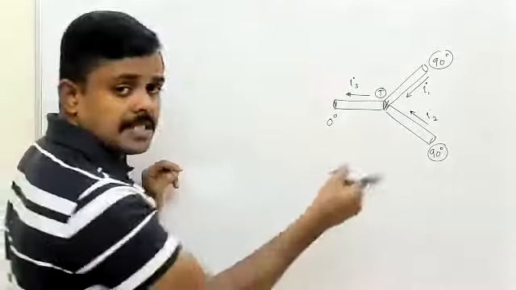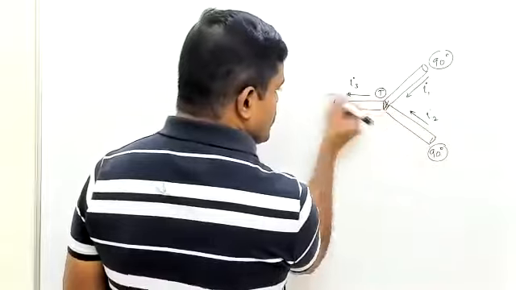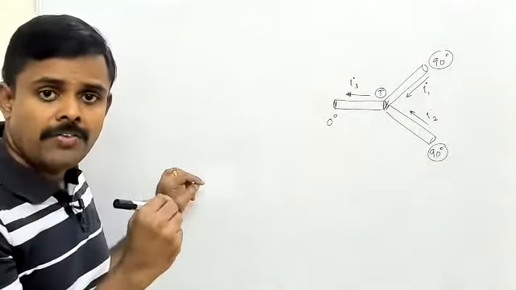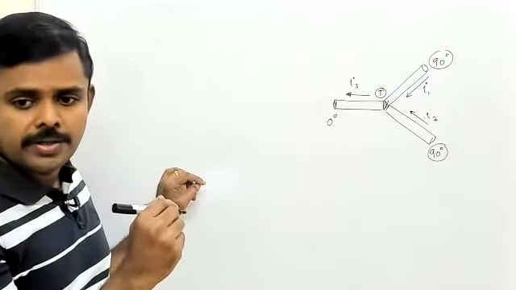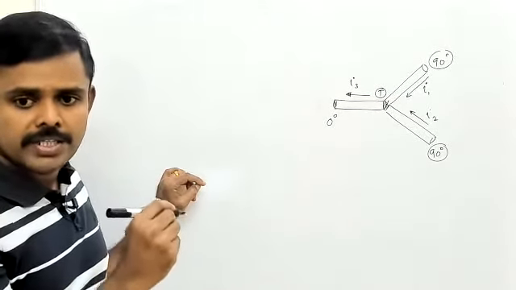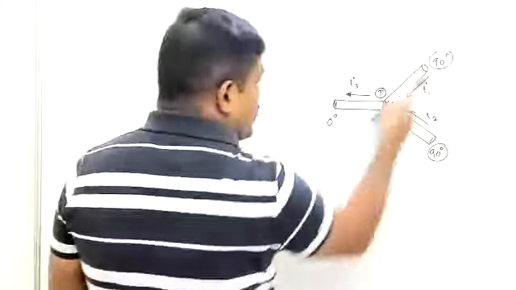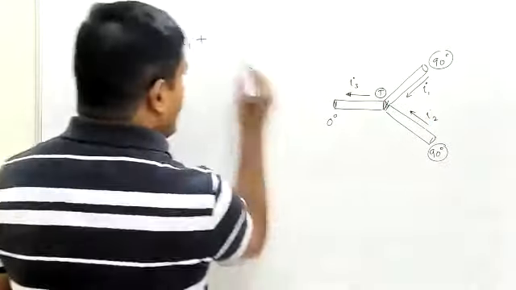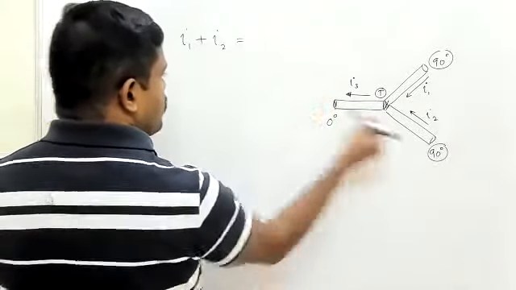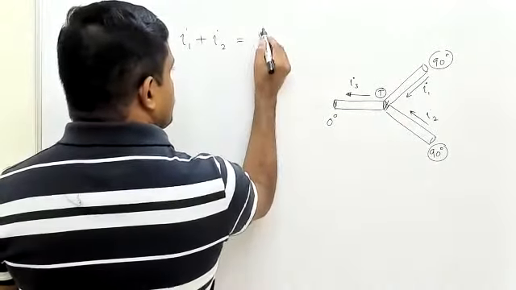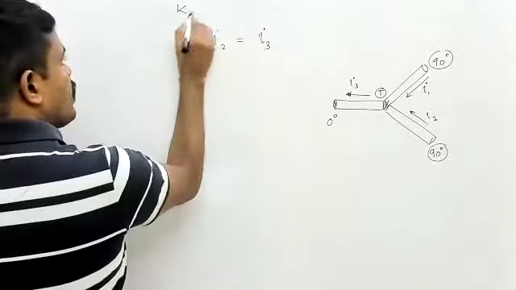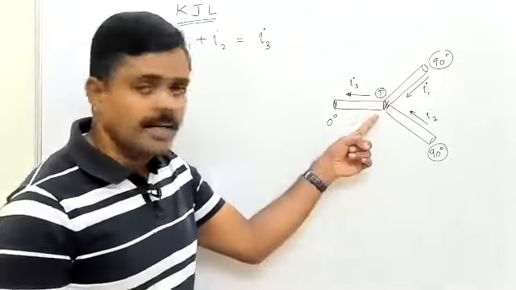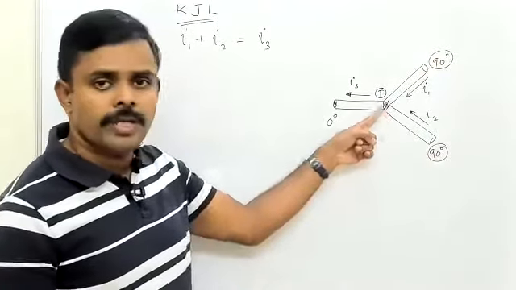So I1 is coming here, I2 is coming here, this is I3. What does Kirchhoff's junction law say? The algebraic sum of currents reaching any junction is equal to 0. So incoming current I1 plus incoming current I2 should be equal to outgoing current I3. This is Kirchhoff's junction law.